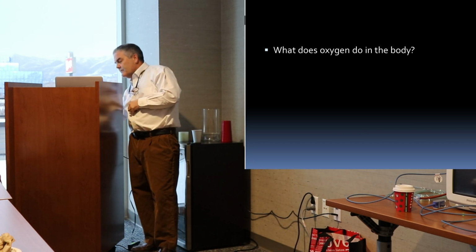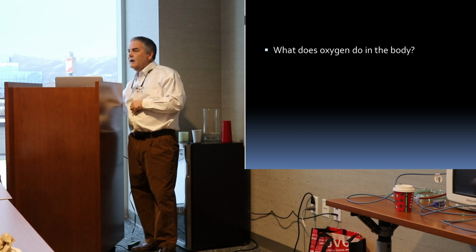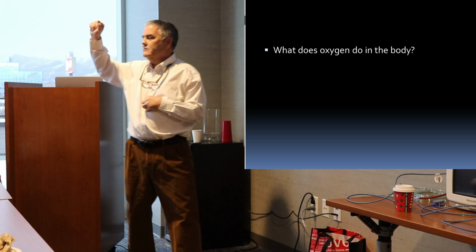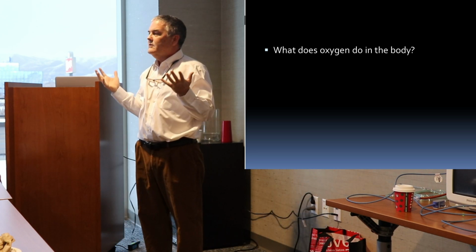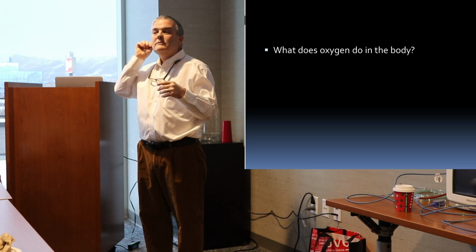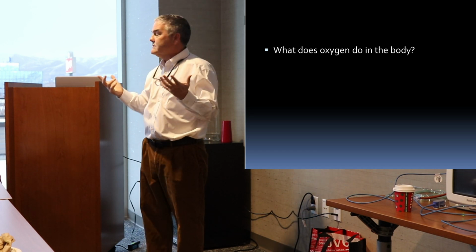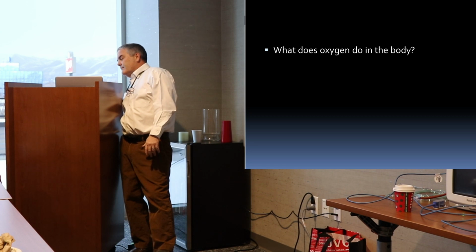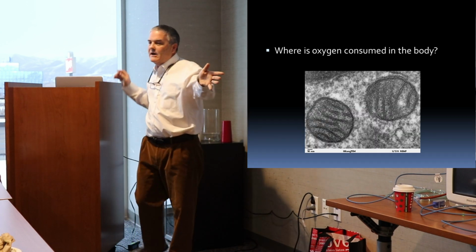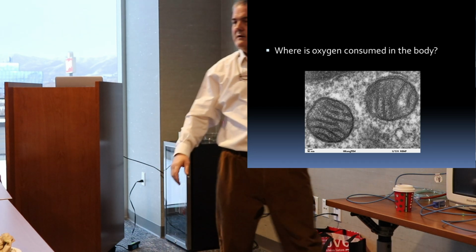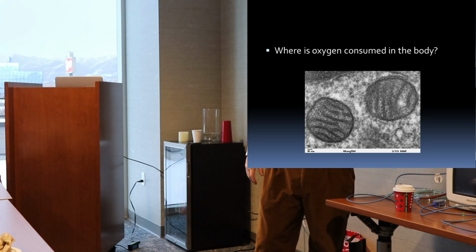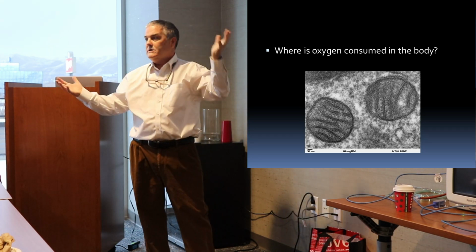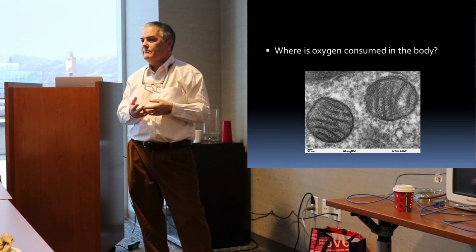So, what does oxygen do in the body? Where is oxygen consumed? Anybody can shout it out. We breathe it in. Cells, right? It's consumed in the cells, and specifically in the mitochondria, right? And this is about as technical as we're going to get. So it's consumed in the mitochondria, and what do mitochondria make? Energy, ATP, a very specific form of energy, right?